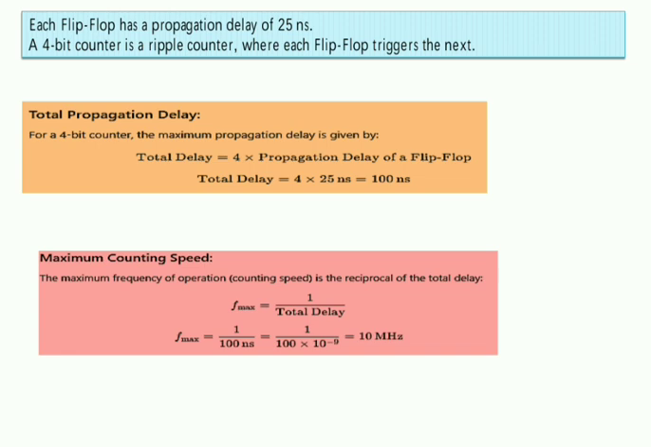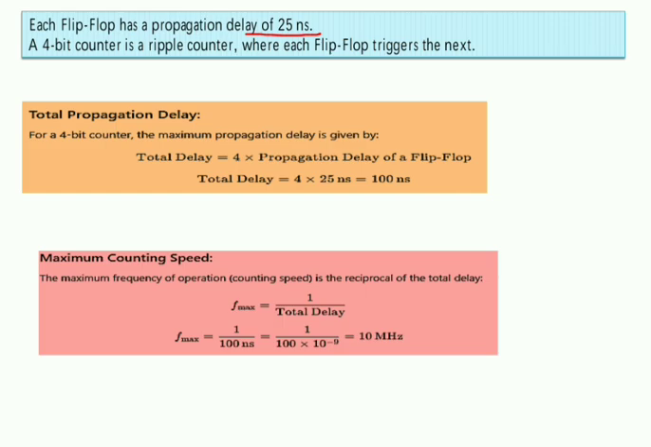So here each flip-flop has a propagation delay of 25 nanoseconds. And a 4-bit counter is a ripple counter where each flip-flop triggers the next. So to find out the total delay here, we need to multiply the bit count of the counter by the propagation delay of a flip-flop. So 4 times the propagation delay, which is given as 25 nanoseconds. So 4 into 25 nanoseconds is equal to 100 nanoseconds.